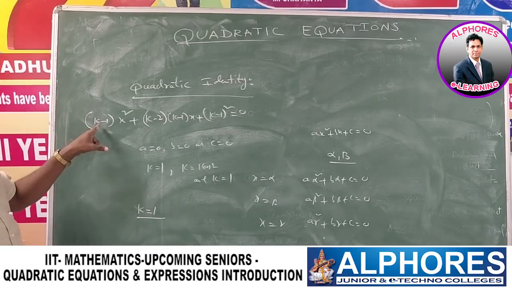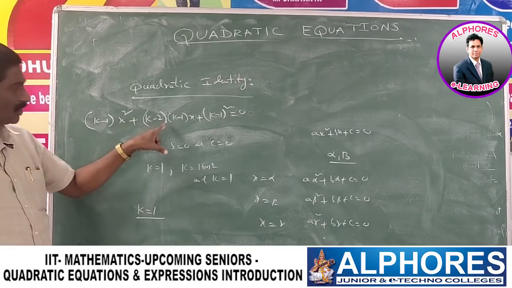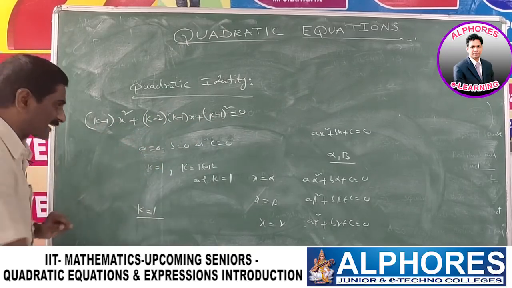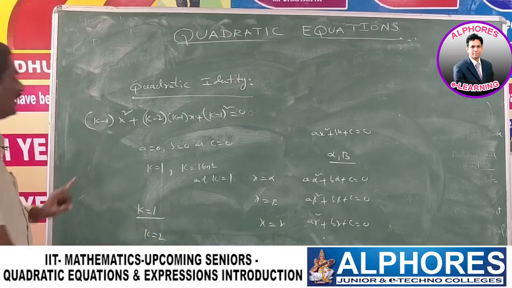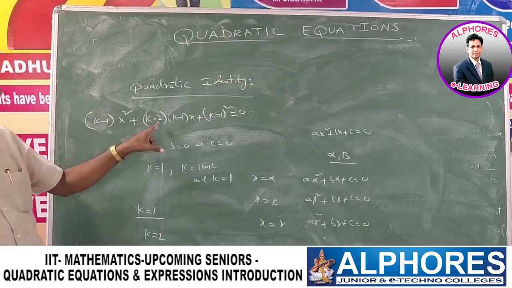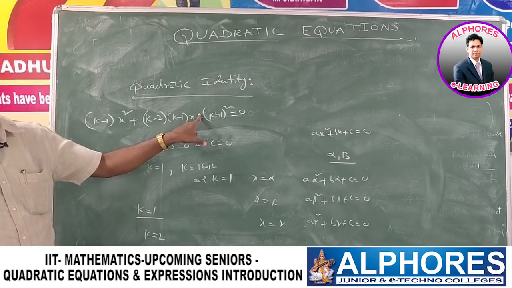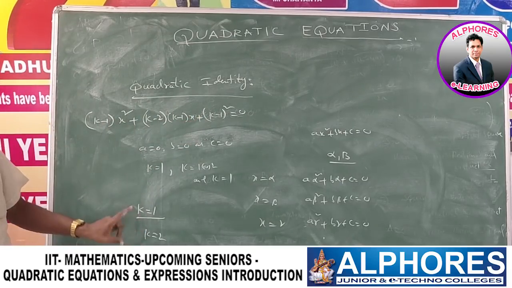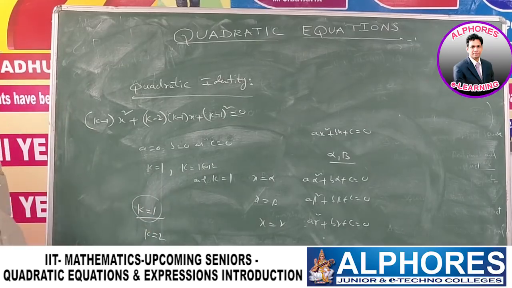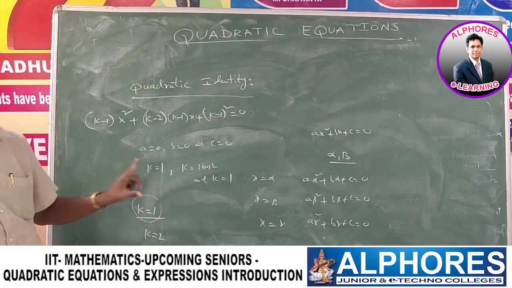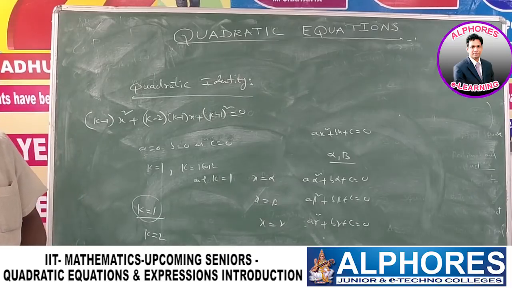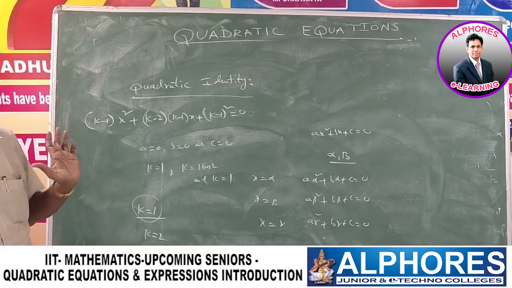At k is equal to 1, this value is 0: 0x square, 0x, 0. But at k is equal to 2, this value is 0 and this value is not equal to 0. So it is not a quadratic identity. It is the quadratic identity only when k is equal to 1. The number of possible values of k is only 1, that is 1. It is the quadratic identity.